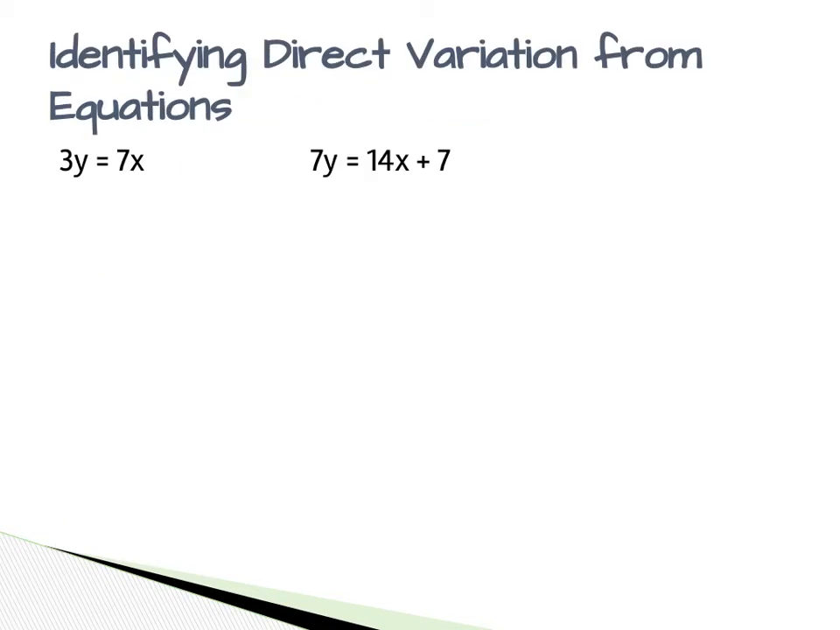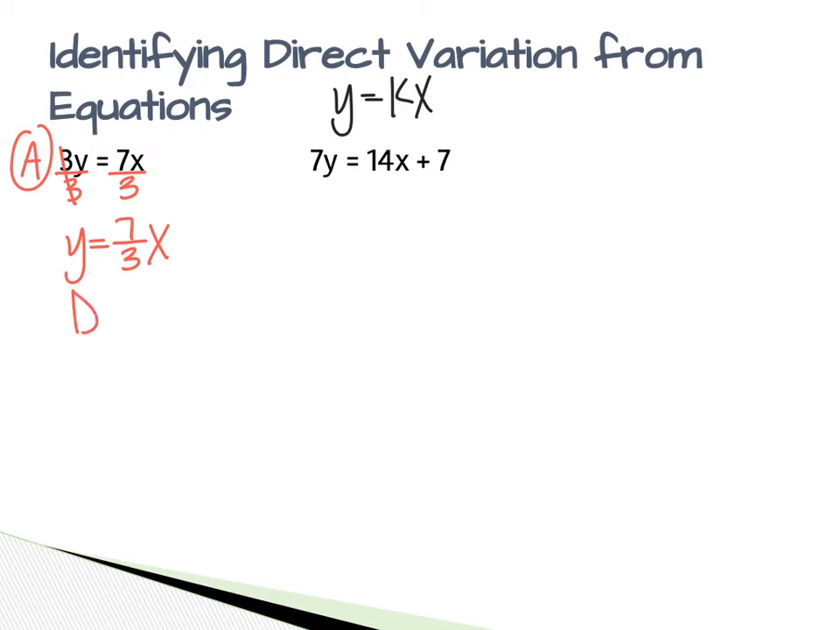Okay, identifying direct variation from equations. The direct variation equation is y equals kx. So it has to be written in the form y equals kx, or it has to be able to be written in the form y equals kx. For example, this first one, if I divide by 3 here, I'll get y equals 7/3 x, which is a direct variation, and k is 7/3.